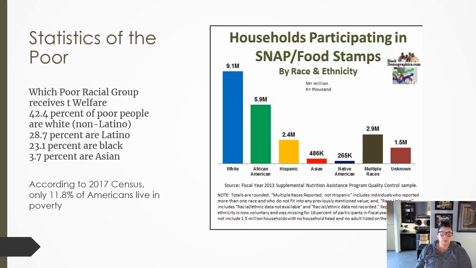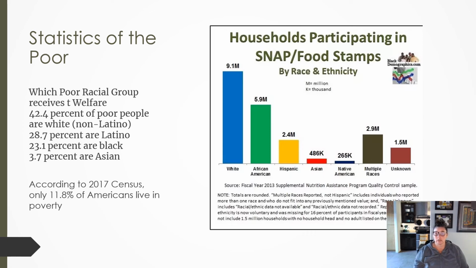Another argument that people will often make is that it's always people of color who are on the system, who are taking benefits, who are lazy and who don't want to work. So when we actually study the statistics, we find that about 42% of poor people would consider themselves white, non-Latino. Almost 30%, 28.7%, are Latino, 23% are Black, and about 3.7% are Asian. This is as of 2017.